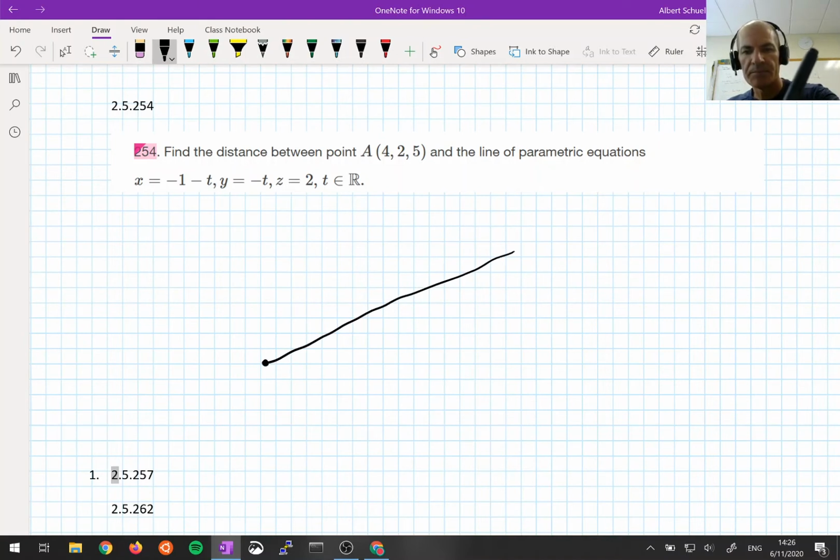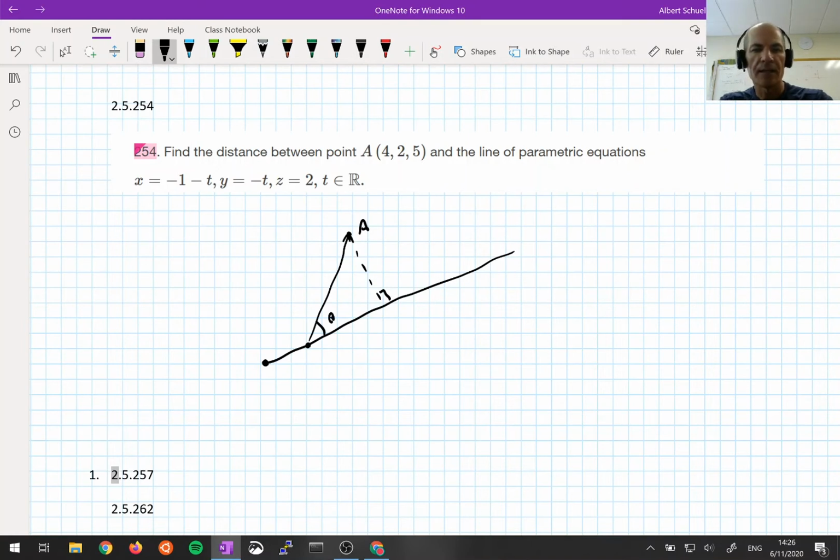Here's the line. We've got a point A that's off of the line, and we know that the distance from the point to the line is this perpendicular segment that goes to the line. We need a point on the line in order to form this vector. And then we'll use the cross product identity to figure out the length of this piece.